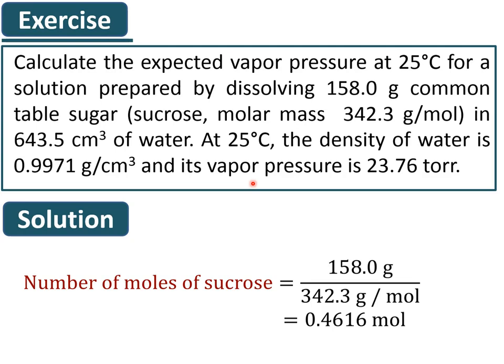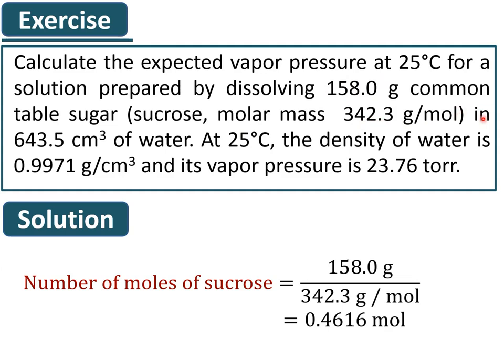How can we calculate the mole fraction of the solvent? We need first to estimate the number of moles of both materials, the water and the sucrose, right? So do we have the available information to calculate the mole fraction? What is the available information now? The first one is for sucrose: this is the mass of sucrose, and this is the molar mass. If you divide the mass by the molar mass, this is the number of moles of sucrose.